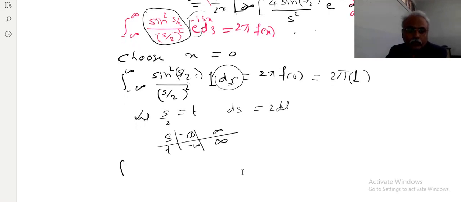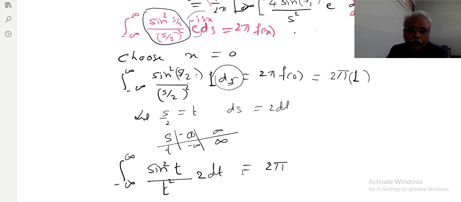So minus 2 plus infinity remains as it is. Sine square s by 2, I have written it as t. So s by 2 I have written it as t. This becomes 2 dt. So this is 2 pi as it is. 2 is getting cancelled.